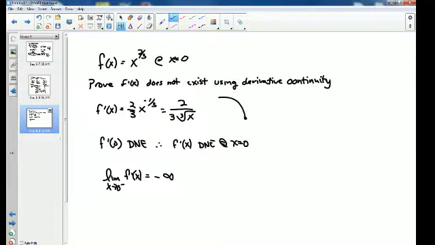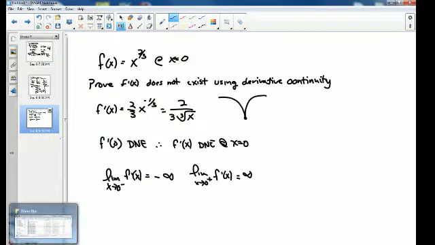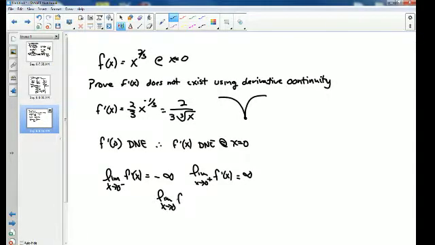It's getting steeper and steeper. Conversely, from the right side, what are we going to get? Positive infinity, right? So does the limit exist? No, it doesn't. Okay, so there you go. A little bit cleaner on this one.